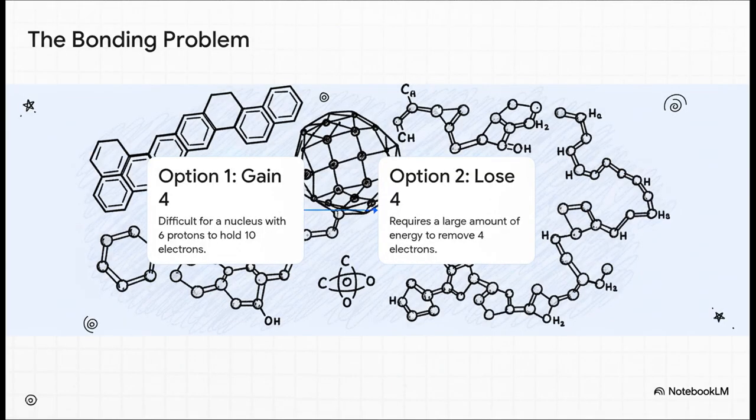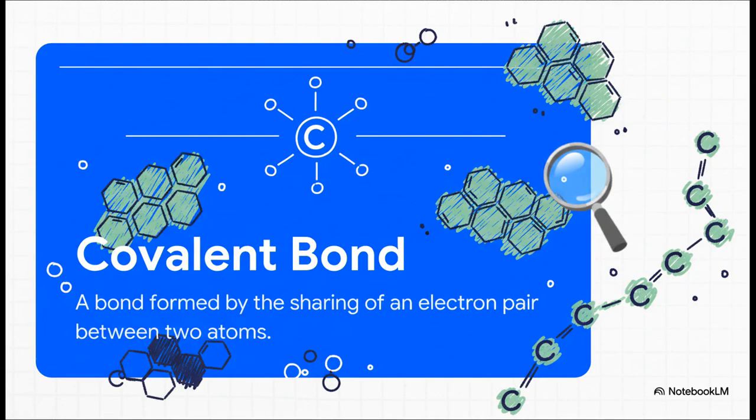Think about it. If it tries to grab 4 more electrons, its little nucleus with only 6 protons just doesn't have the muscle to hold on to all 10 electrons. The whole thing would be unstable. But on the other hand, trying to rip away 4 electrons would require a colossal, just an insane amount of energy. So carbon's stuck between a rock and a hard place. Or is it? And here is the absolutely elegant solution.